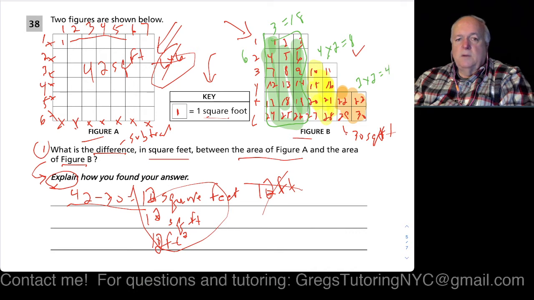Okay, so if we were to add those up, 18 plus 8 plus 4, we would also still get to 30. Okay, so that's one way to do it. We could have also done it another way. Let me change it to red. We could have blocked it off like this.